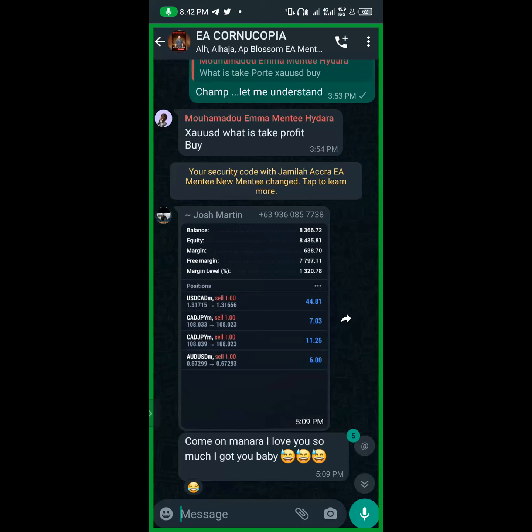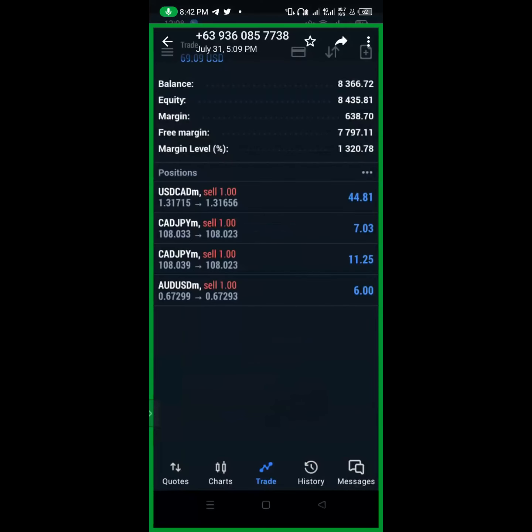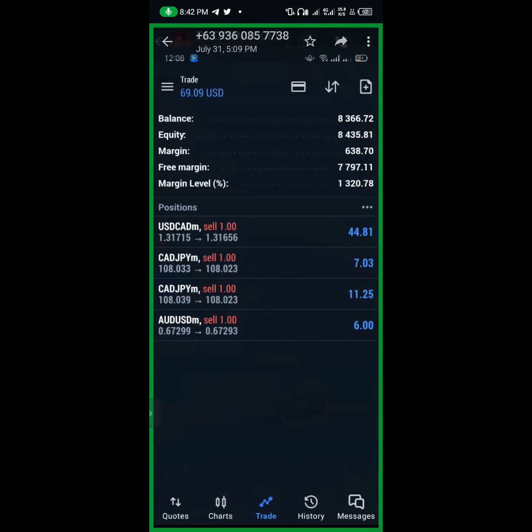Took all this trade from Manara. Look at it. Can you guys see the same guy? And made all these wins. I mean, for somebody who is new, this is enough for the day. It's enough for the day, actually, because he's still practicing.